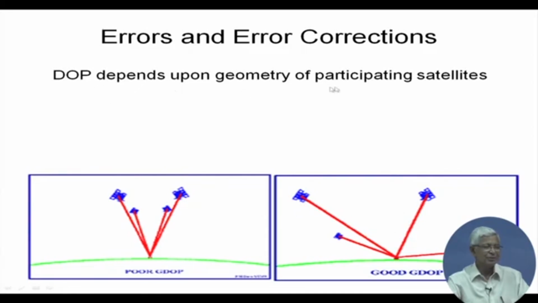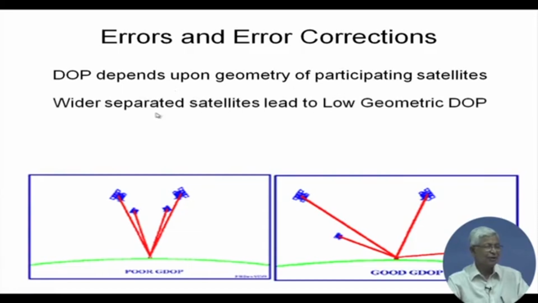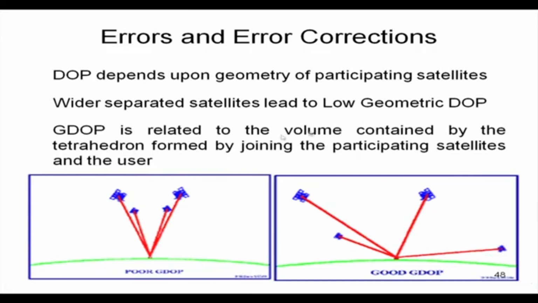DOP depends upon the geometry of the participating satellites. Wider separated satellites lead to low GDOP, geometric DOP. GDOP is related to the volume contained by the tetrahedron formed by joining the participating satellites and the user. This is a simpler way of explaining the thing. It can be done mathematically also, but we will not go into the details of that.